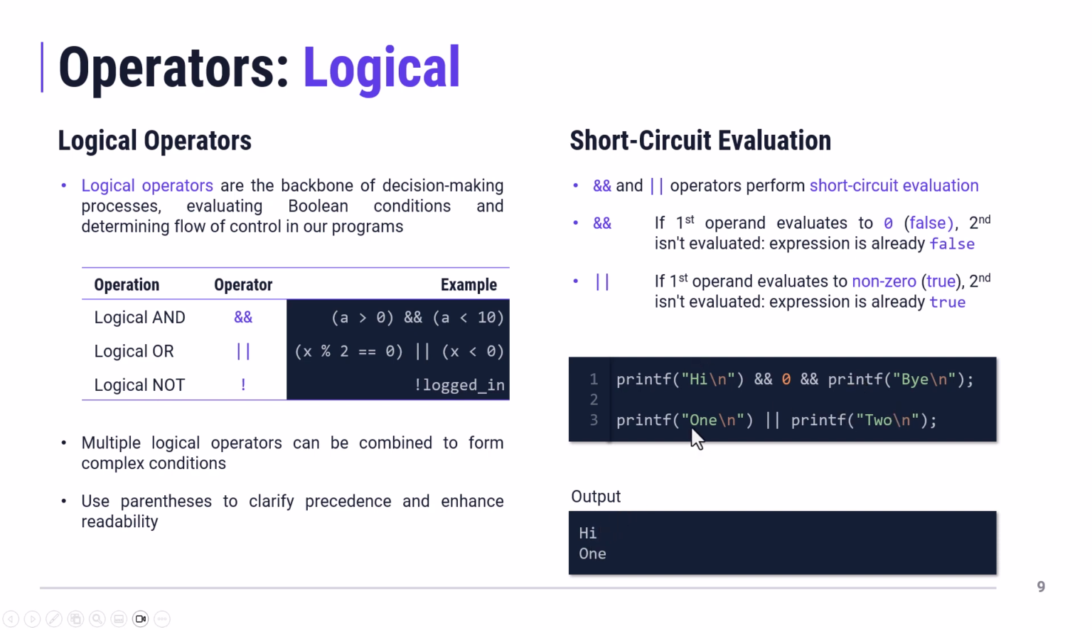And then same idea here. So once again, printf returns the number of characters that it prints to the screen. So it's going to return 4. 4 is non-zero, which is true. True ORed with anything is going to be true. So it does not need to evaluate this expression, short circuit evaluation kicks in, and it only prints out 1. Okay, just something to keep in mind.